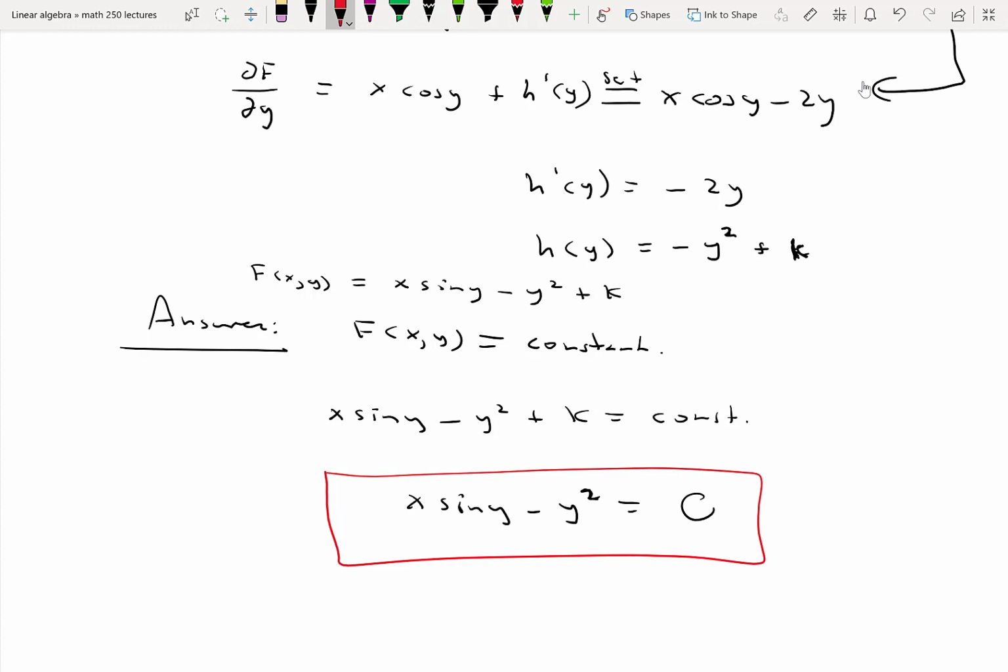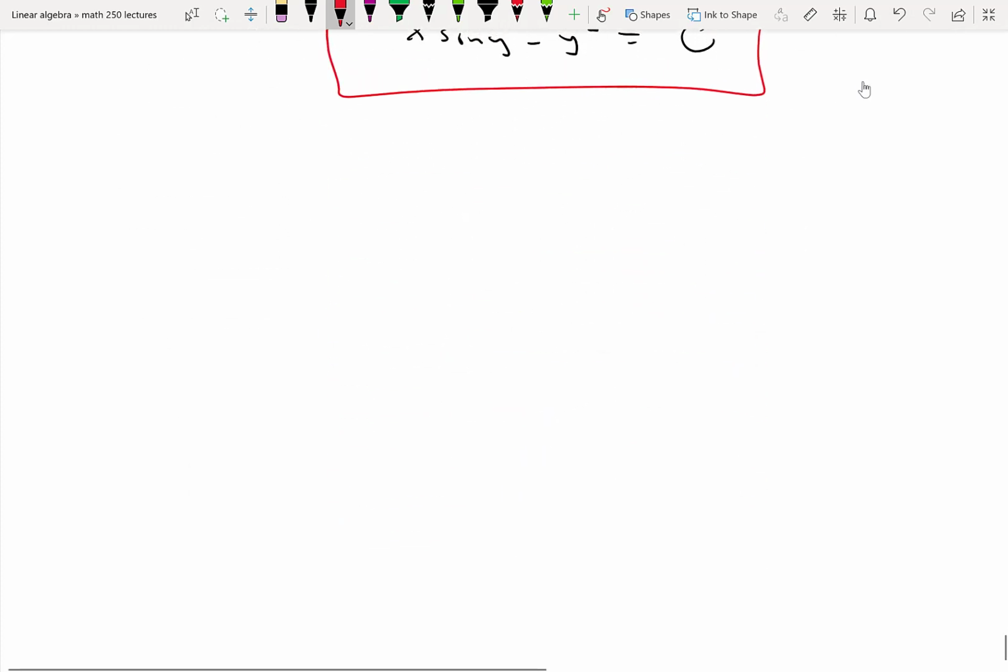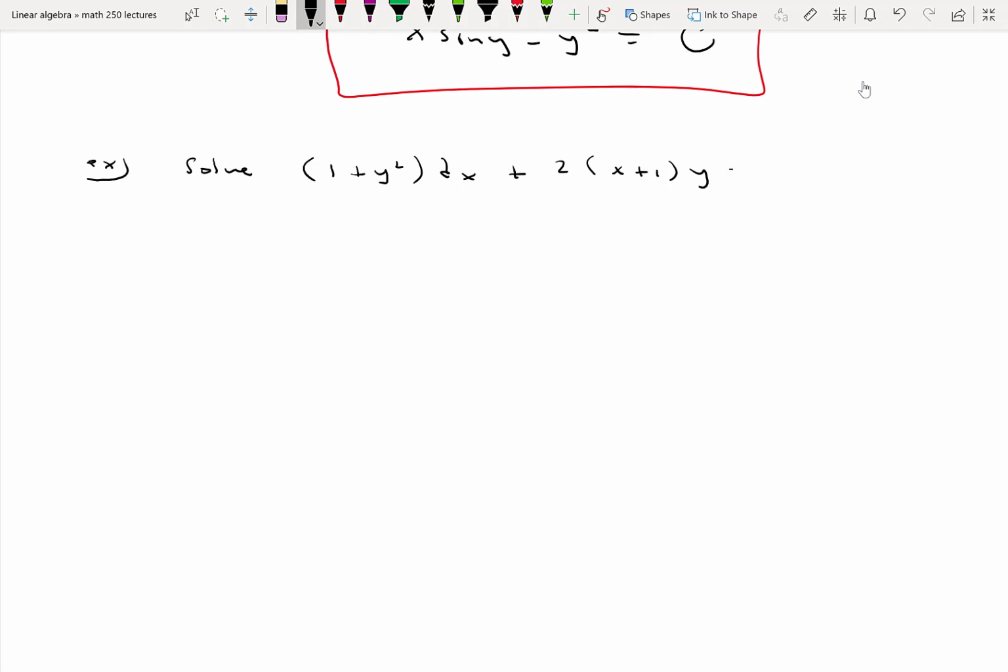Let's see. Okay, I'm going to keep them kind of simple at first here. Example: Solve (1 + y²) dx + 2(x + 1)y dy = 0.